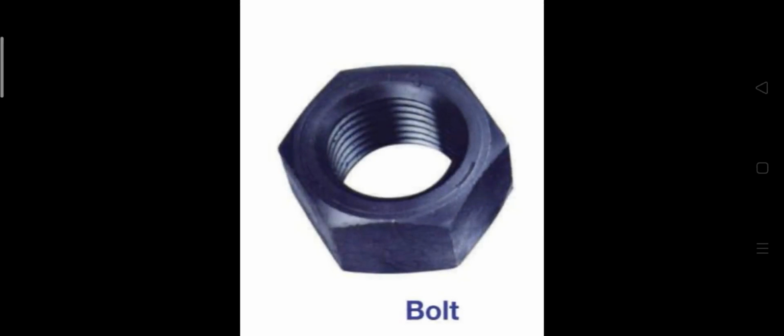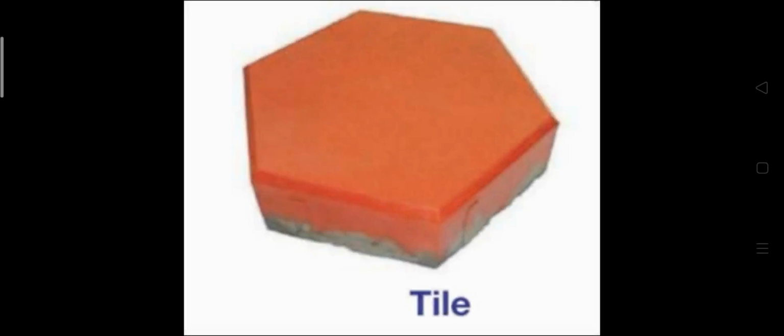This is bolt. Bolt is metal object which screws into a nut and used to fasten things together. It has 6 sides, so it is hexagon shaped bolt. This is a tile. Tile is a piece of baked clay used to cover a roof, floor or wall. It has 6 sides, so it is hexagon shaped tile.